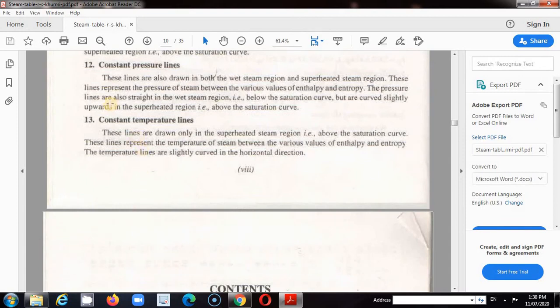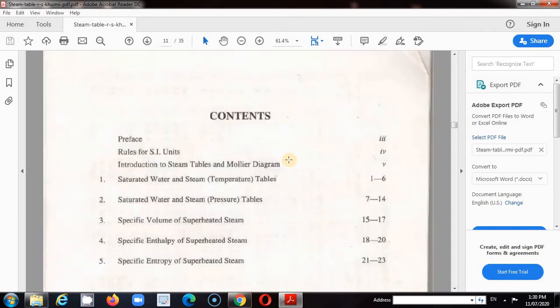Now students, the next is the constant temperature lines. These lines are drawn only in the superheated steam region, that is above the saturation curve. These lines represent the temperature of the steam between the various values of enthalpy and entropy. The temperature lines are slightly curved in the horizontal direction.